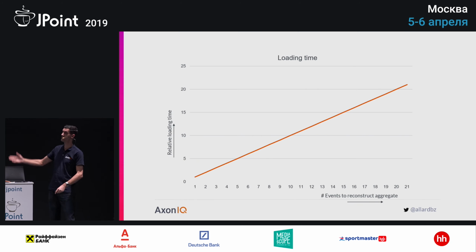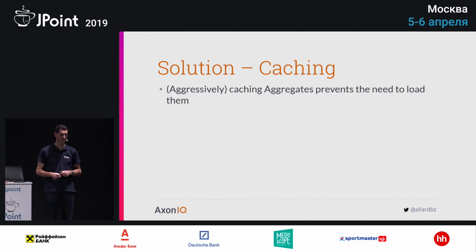Now, a computer can do the counting much faster, but still it takes more and more time. So essentially, the loading time is linear, right? It's a linear problem. So as you have more events, if you get twice the amount of events, it will take you twice the amount of time to initialize the current state, to calculate the current state of an aggregate.